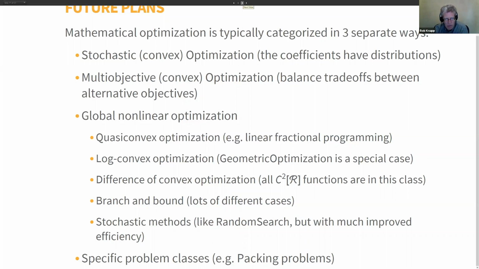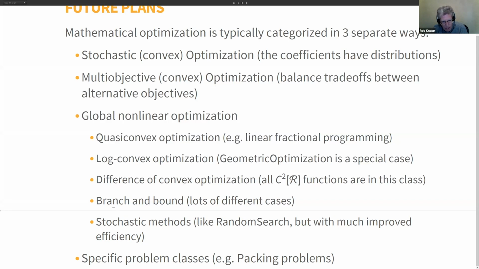Okay, so one is quasi-convex optimization. This is just an extension of convex optimization, and linear fractional programming is an example. And then we'll extend log convex optimization to be more general. We'll have what's called difference of convex optimization, so that's a convex function minus some other convex function, and all twice differentiable functions are in this class. We're going to set up a framework for branch and bound, a general framework that will allow us to do things like using convex approximations and using envelope calculations on that.